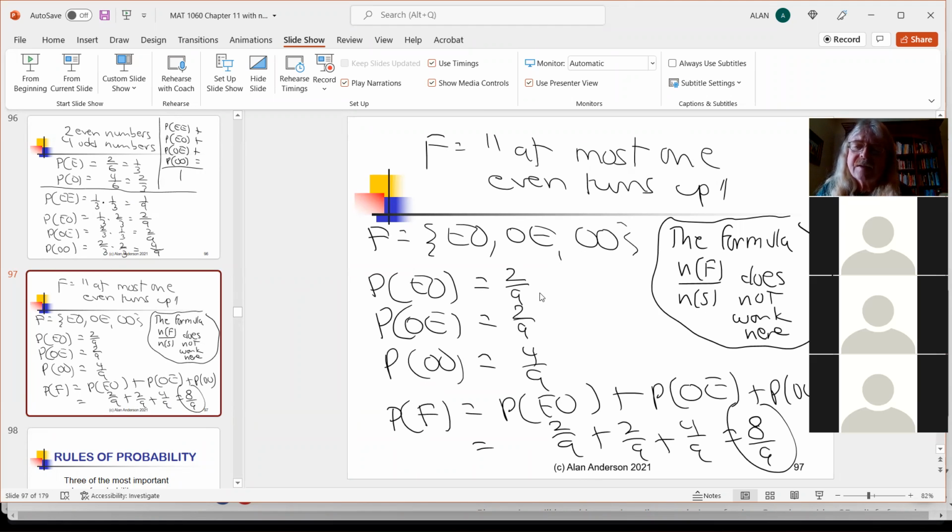So here's what we'll do instead. We'll calculate each individual probability and add them up. Okay, and so that approach always works. Okay, so I've got 2/9 plus 2/9 plus 4/9 adds up to 8/9. And that's the new probability of F, given the strange dice that we're using.